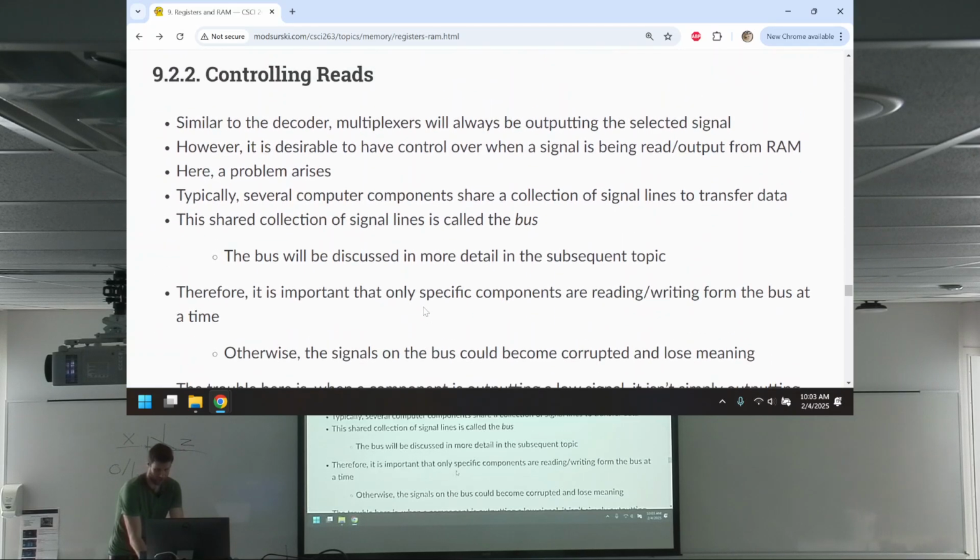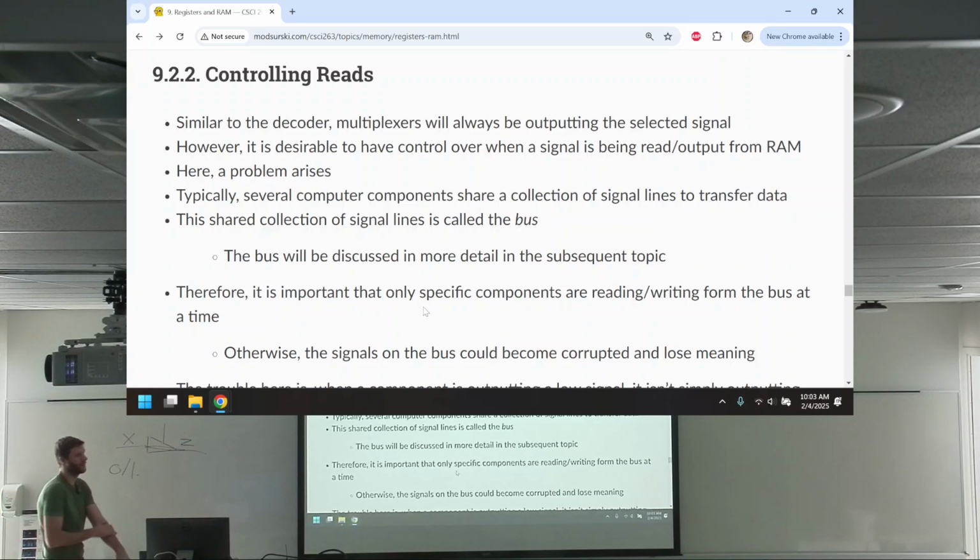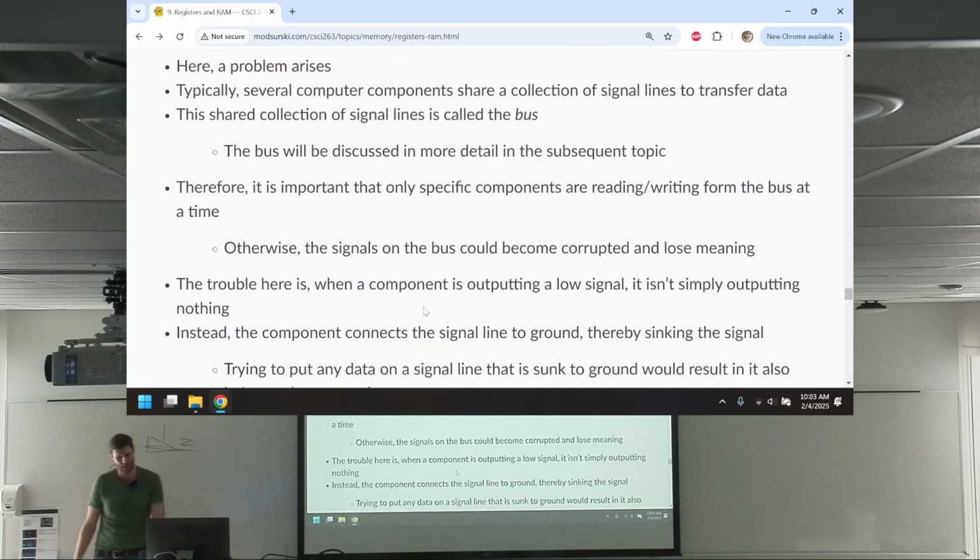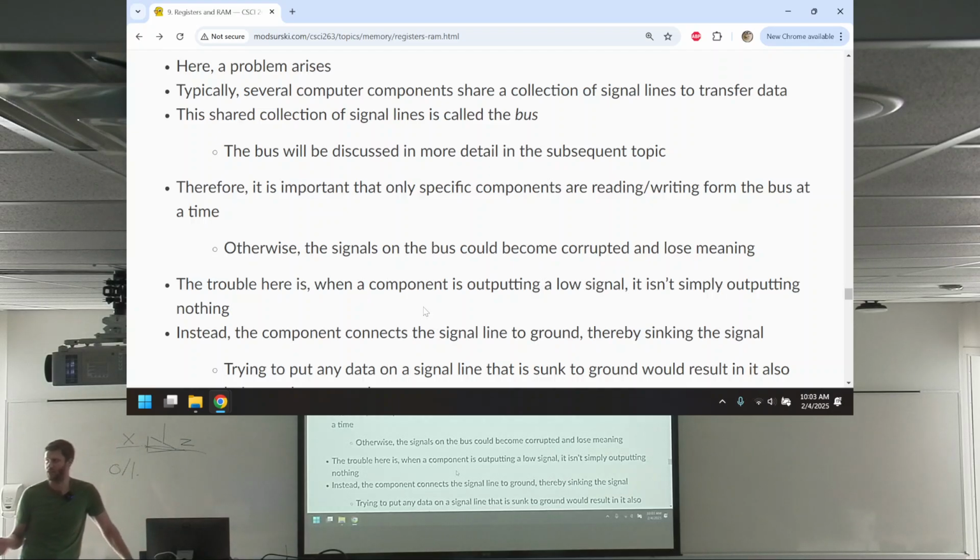All right, so controlling reads. Similar to the decoder, multiplexers will always be outputting the selected signal. However, it is desirable to have control over when we're actually going to output or read from RAM. Here, a problem arises. Typically, several computer components share a collection of signal lines to transfer data around. This is that idea of a bus. The bus is discussed later in a subsequent topic. Therefore, it's important that only specific components are reading and writing to the bus at a single time. Otherwise, the signals on the bus could become corrupted and lose meaning, right?